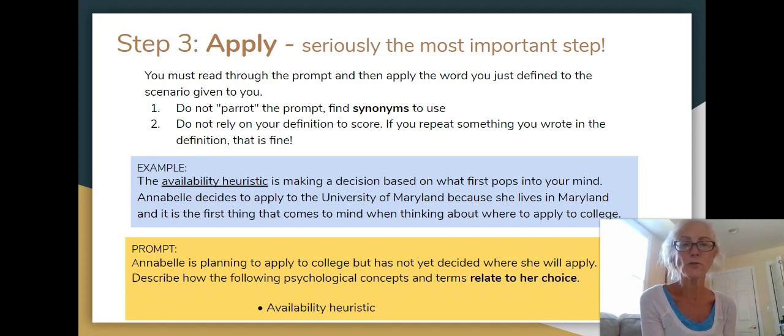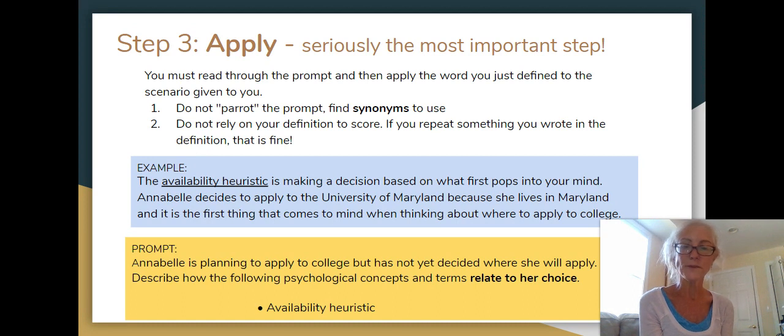If you repeat something you wrote in the definition, that's fine. If you found that your definition was really good and you want to use some of those same words, go ahead and do it. But do not rely on your definition to score. So let's see what the student wrote here. The availability heuristic is making a decision based upon what first pops into your mind. Annabelle decides to apply to the University of Maryland because she lives in Maryland, and it is the first thing that comes to mind when thinking about where to apply to college.